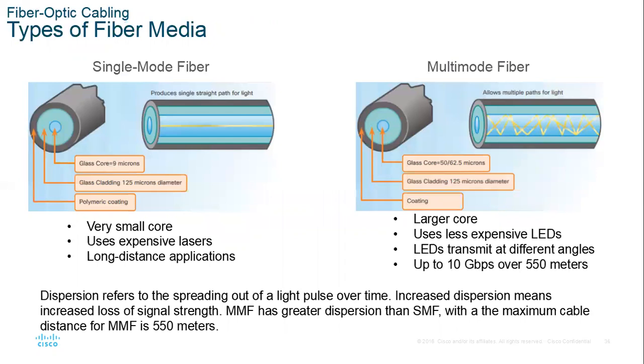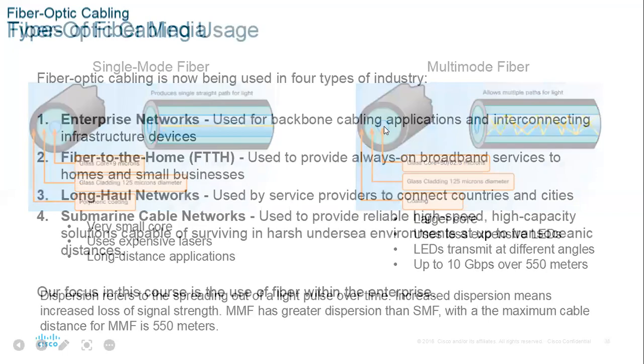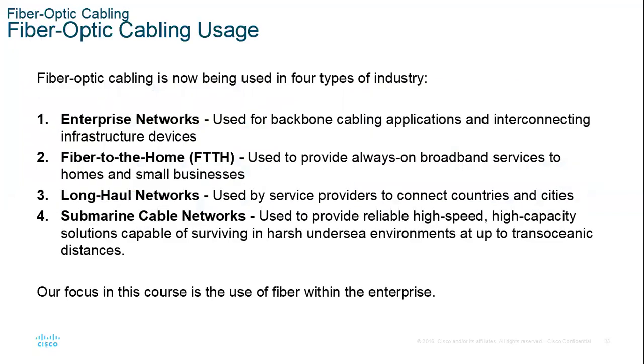This is what it looks like. You have the glass core, then the glass cladding, then the polymeric coating. The signal moves within the glass core. Fiber optic cable is now being used in four types of industry: enterprise, fiber to home, long haul networks, and submarine. From one continent to another, your only best bet is going to be fiber optics.